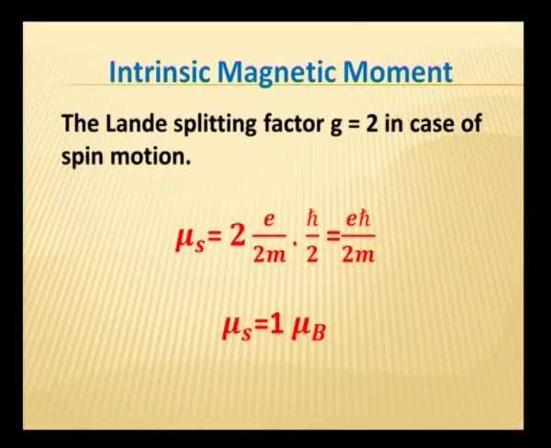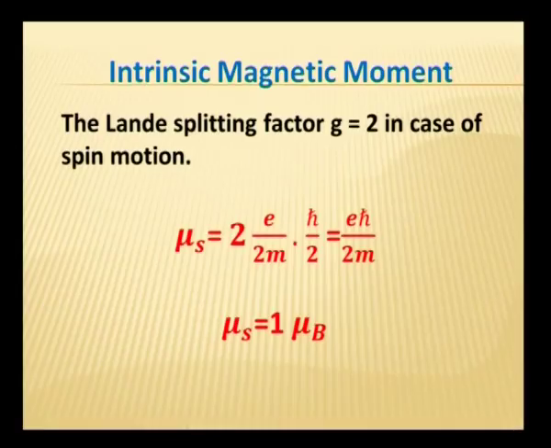I told you that in the case of orbital motion, the Landé splitting factor is 1, whereas in the case of spin motion, the Landé splitting factor will be 2. Therefore, you have mu s is 2 times e by 2m into h cross by 2, and you know h cross is the unit of angular momentum. So, this now becomes e h cross by 2m. That e h cross by 2m is called 1 Bohr magneton.